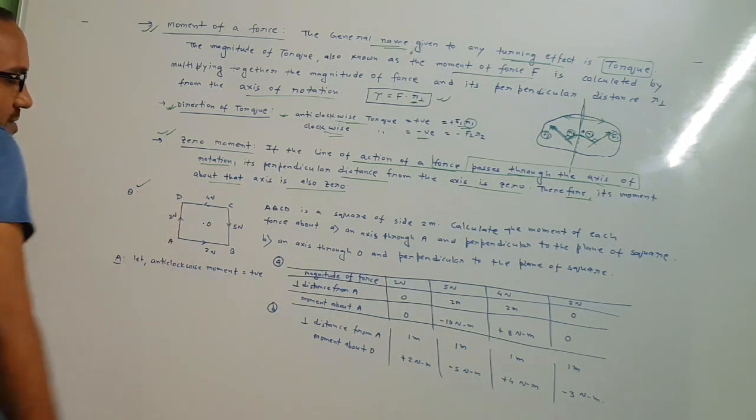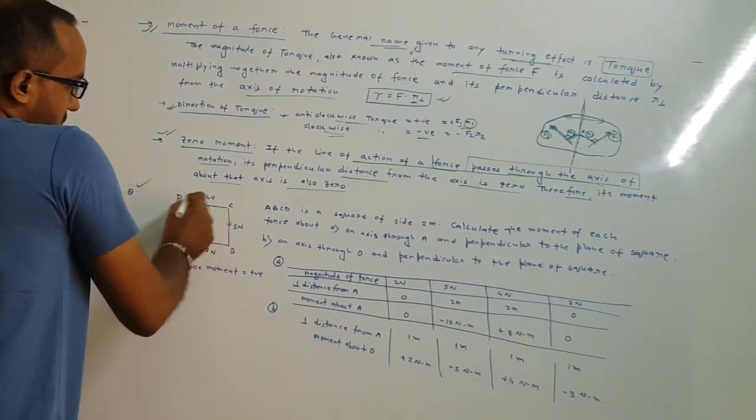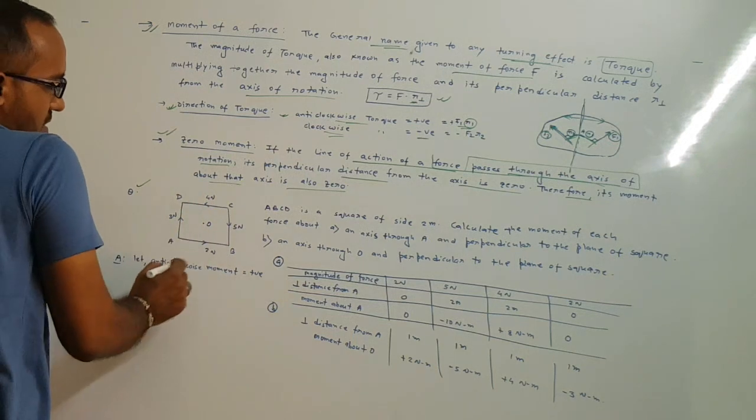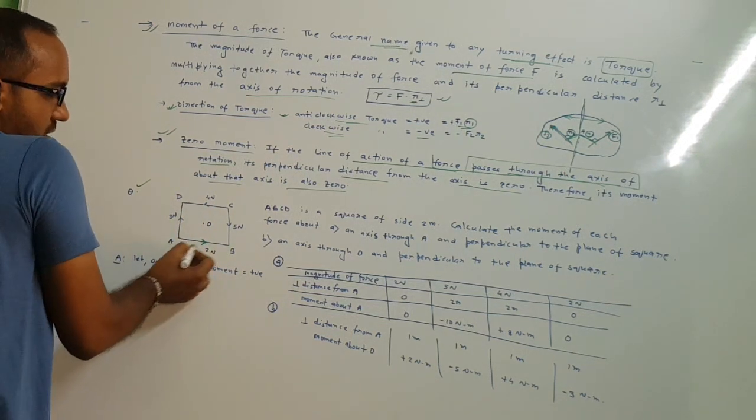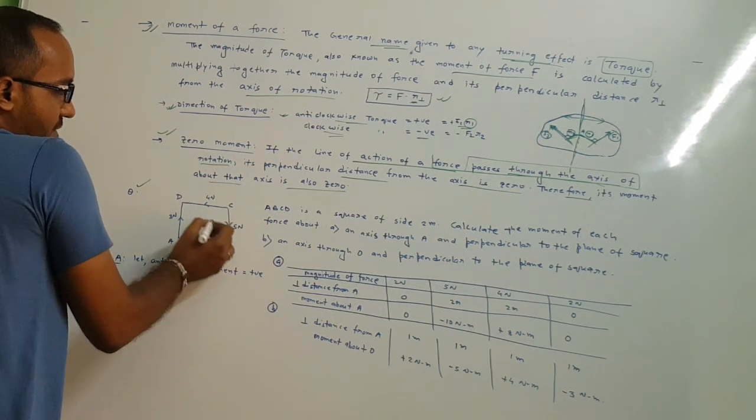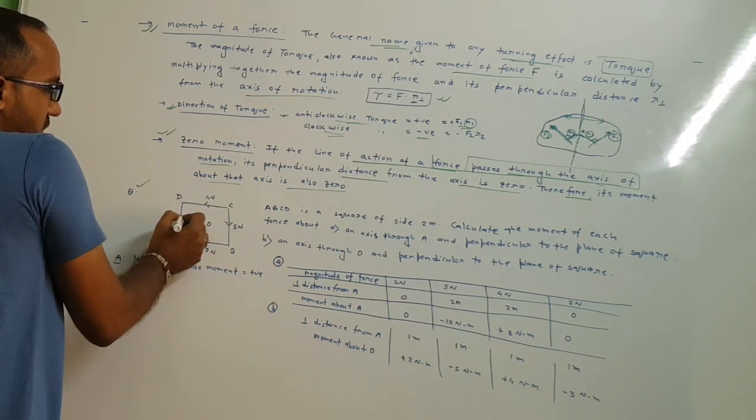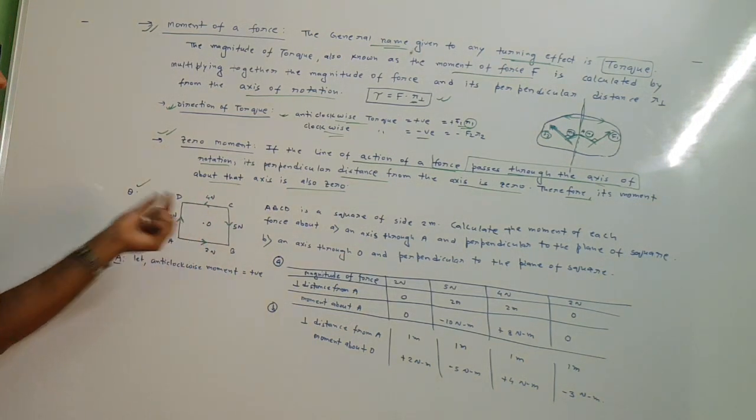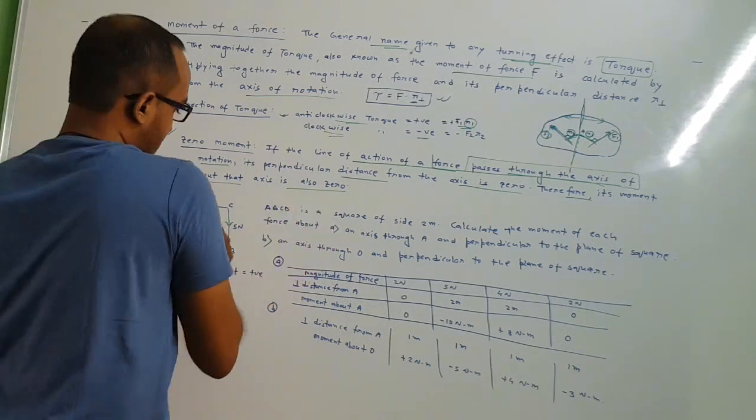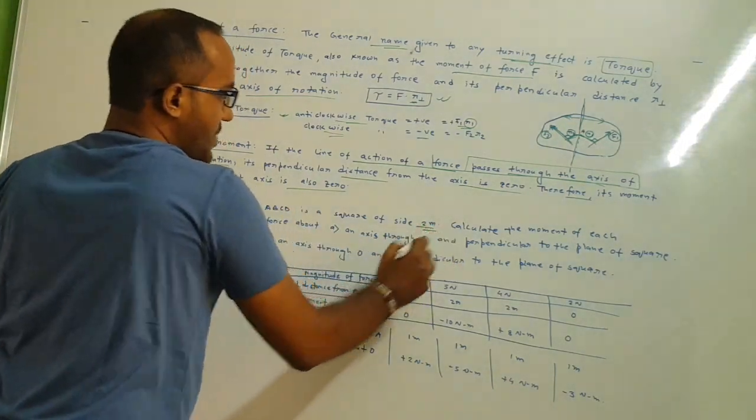Let us see one example. Here one square is given and the directions of forces are given. This is 2 Newton, this is 5 Newton, this is 4 Newton and this is 3 Newton. Directions of forces are given, center O is given. And the length of each side is given as 2 meter.